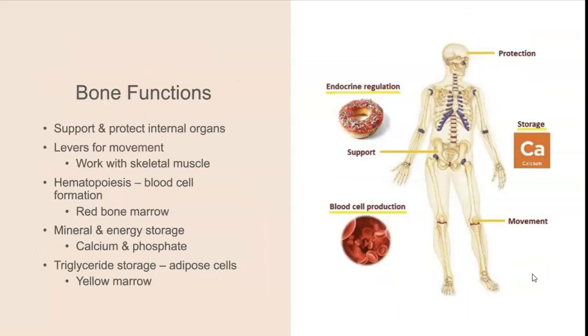Bones support the body by serving as a framework. Bones also provide protection. Think about where your vital organs are located. Your brain is within the cranium. Your heart is protected by the bones of the rib cage. Your reproductive organs are somewhat protected by the pelvic girdle.